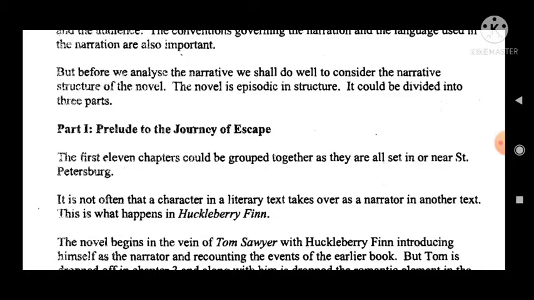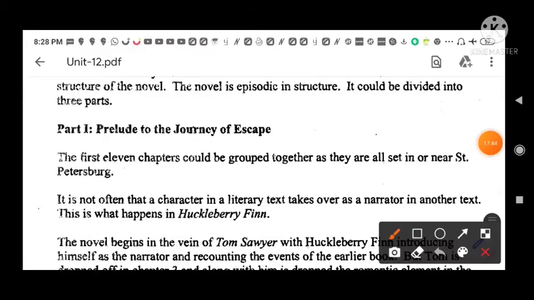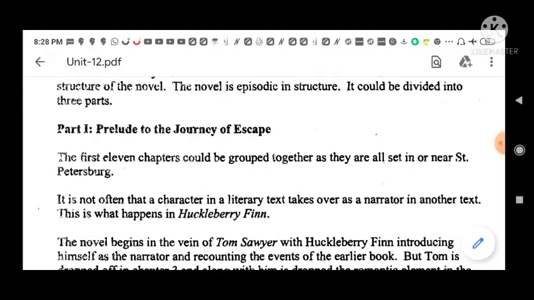So in your NET examination, you might be asked: this novel has a dash narrative structure. You can say the answer is episodic. So what do you mean by episode? As you see in movie serials or television serials, one episode comes, then another day a new episode comes from the same serial. So the novel is episodic in structure like this.